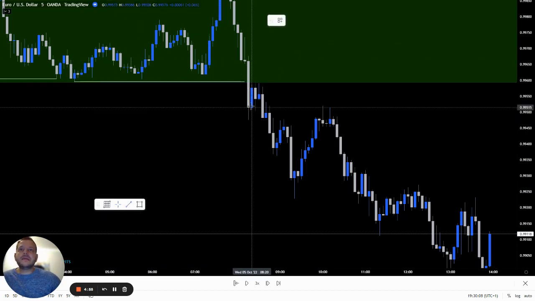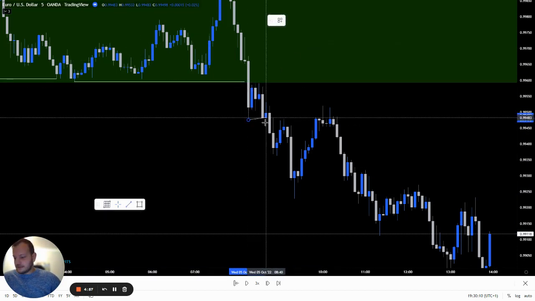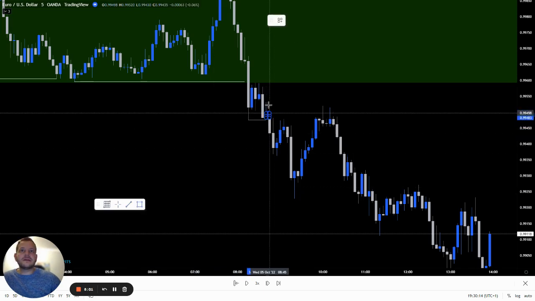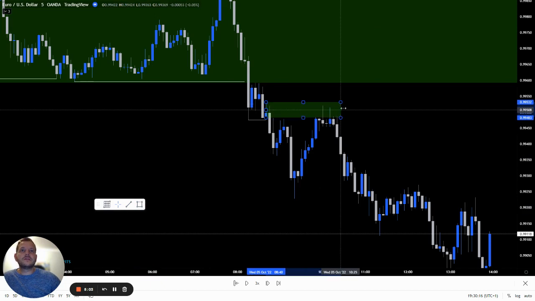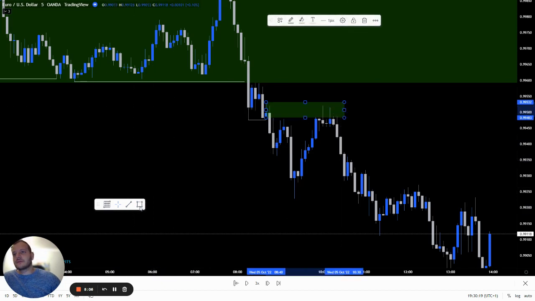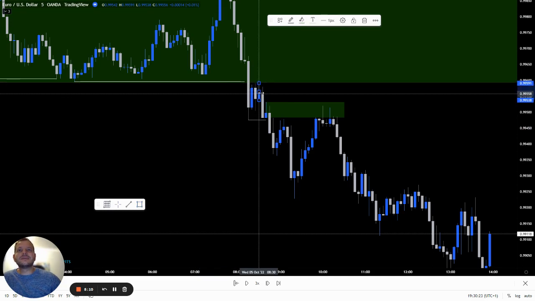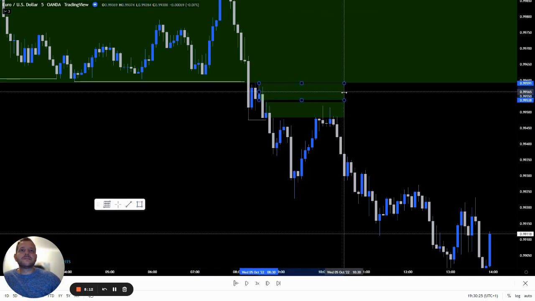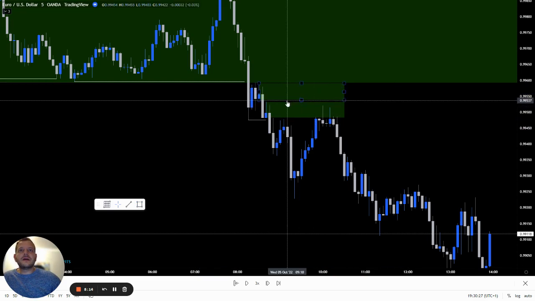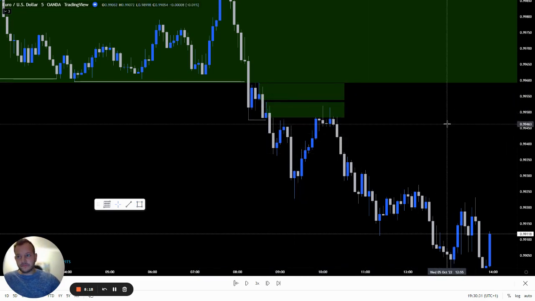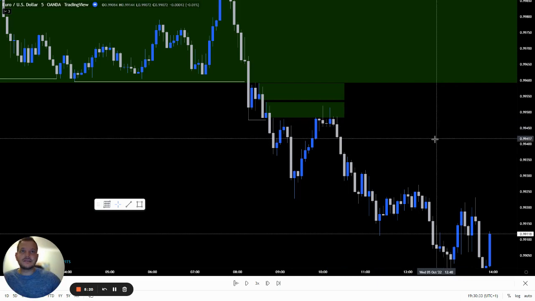So we had a mini pullback here, and that was broken again there. So then I was looking at this area here to jump in for the sell. And the other area I was looking at was this candle, because as you can see, in between we've got that tiny bit of imbalance. And obviously, most of you know the imbalance needs filling.